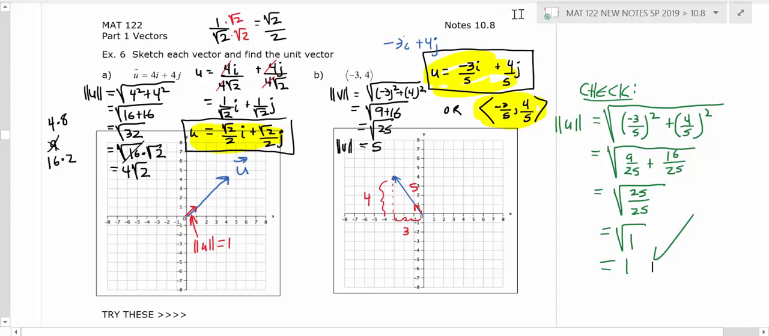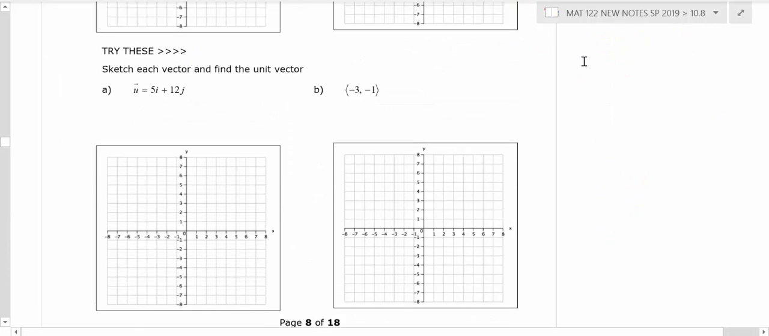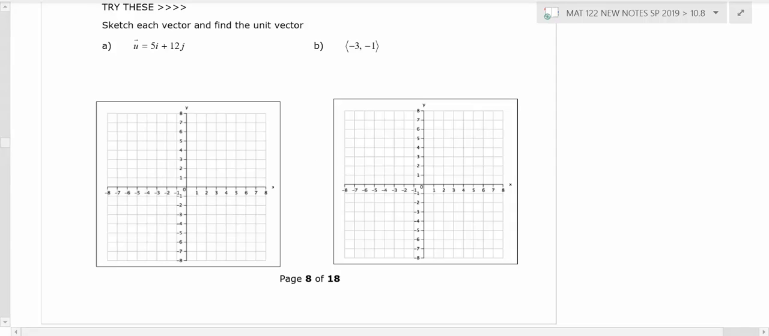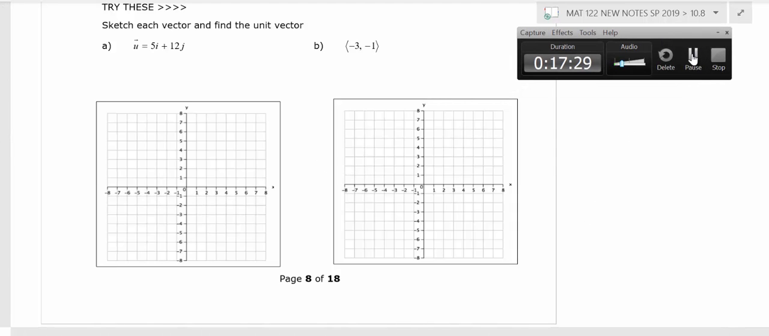Very good. All right, so let's go ahead and move down. You can pause if you need to look over what I've done there. Let's recreate what I just did. I want you to sketch these two vectors and find the unit vector.